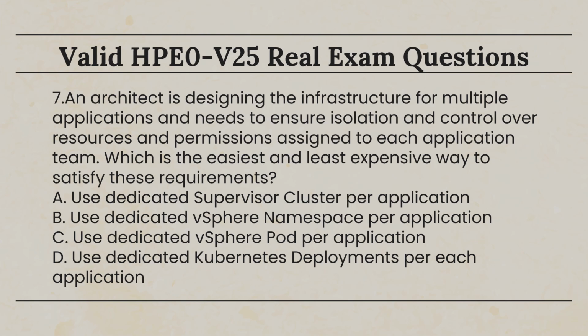7. An architect is designing the infrastructure for multiple applications and needs to ensure isolation and control over resources and permissions assigned to each application team. Which is the easiest and least expensive way to satisfy these requirements? A. Use dedicated supervisor cluster per application. B. Use dedicated vSphere namespace per application. C. Use dedicated vSphere pod per application. D. Use dedicated Kubernetes deployments per each application.